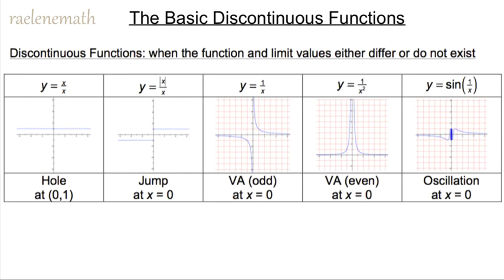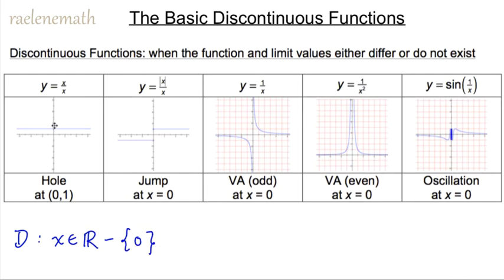Let's take a look at the basic discontinuous functions. I consider that there are 5 of them, and we can perform transformations on these functions to get more complicated or interesting functions that we can study. The thing that these 5 functions all have in common is that they have a domain of all reals except for 0, because they all have a denominator, and that denominator of x can't be equal to 0.